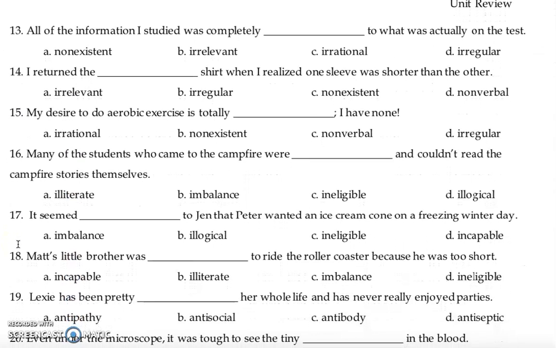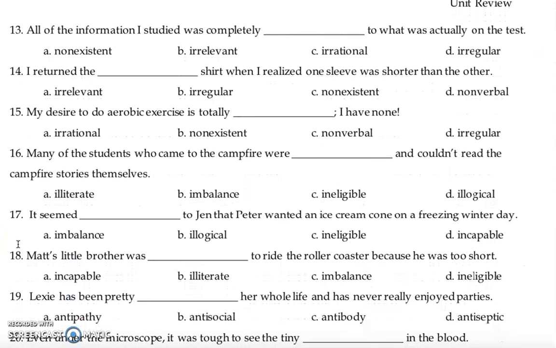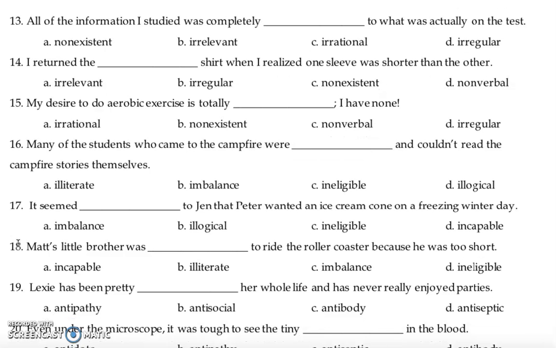13, all of the information I studied was completely blank to what was actually on the test. Non-existent, irrelevant, irrational, irregular. 14, I returned the blank shirt when I realized one sleeve was shorter than the other. Irrelevant, irregular, non-existent, nonverbal. 15, my desire to do aerobic exercise is totally blank. I have none. Irrational, non-existent, nonverbal, irregular.